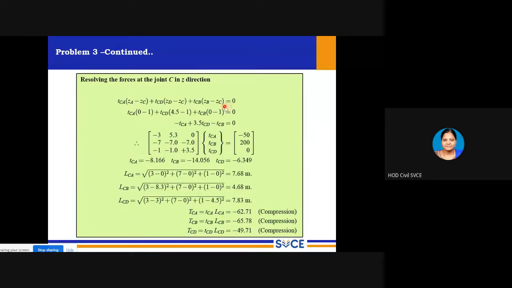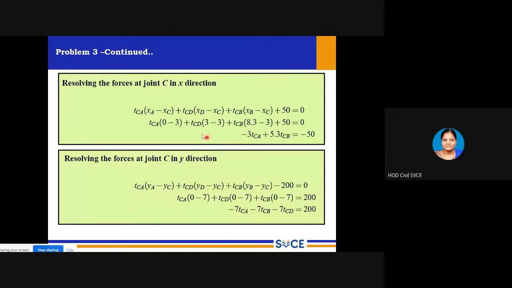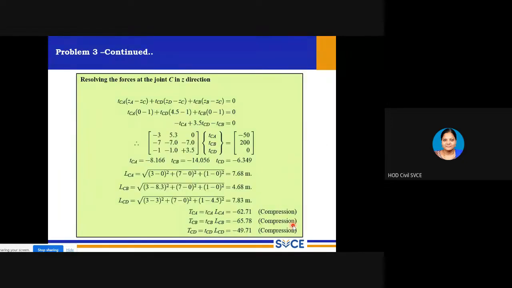Okay, so you'll get three equations. While resolving in X direction you'll get one equation, similarly while you resolve it in Y direction you'll get another equation, and similarly when you resolve it in Z direction you'll get one more equation. So you'll get three equations and you have three unknowns, TCA, TCB and TCD, so you can solve it easily. Okay, so after getting the tension coefficients, again you can find the length of the member.